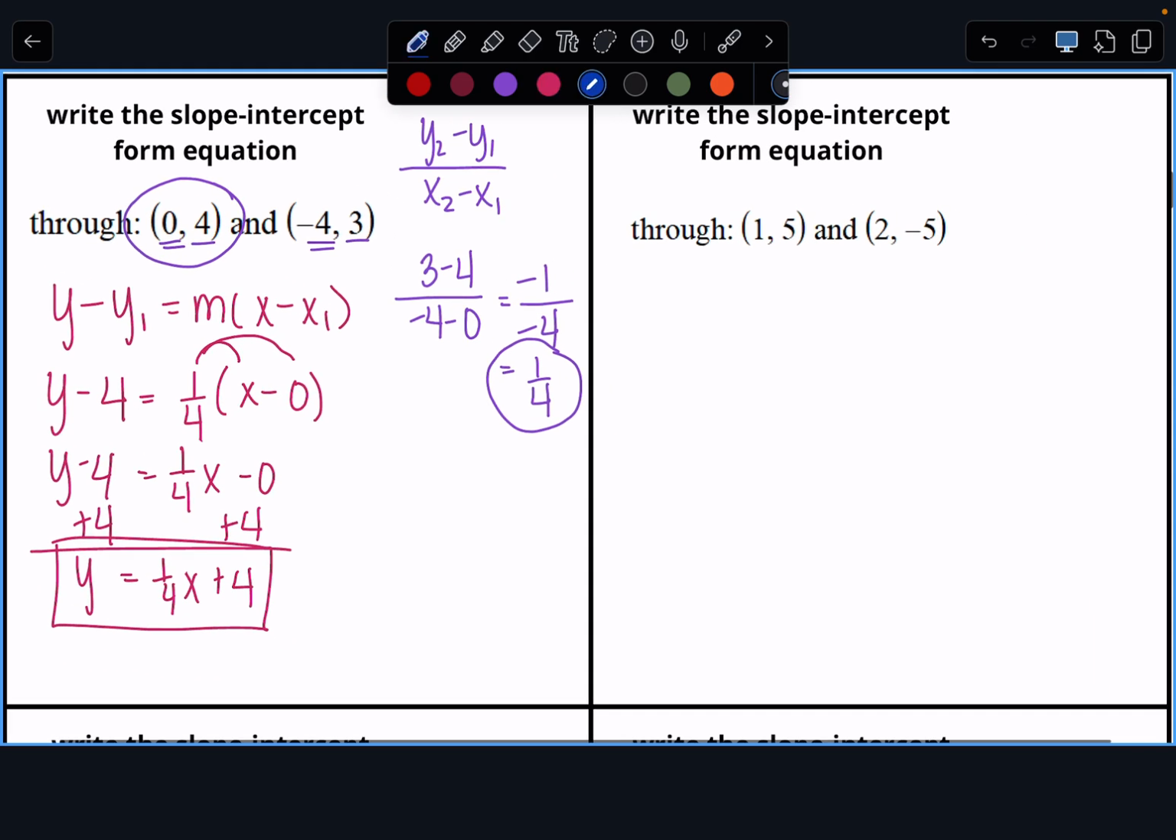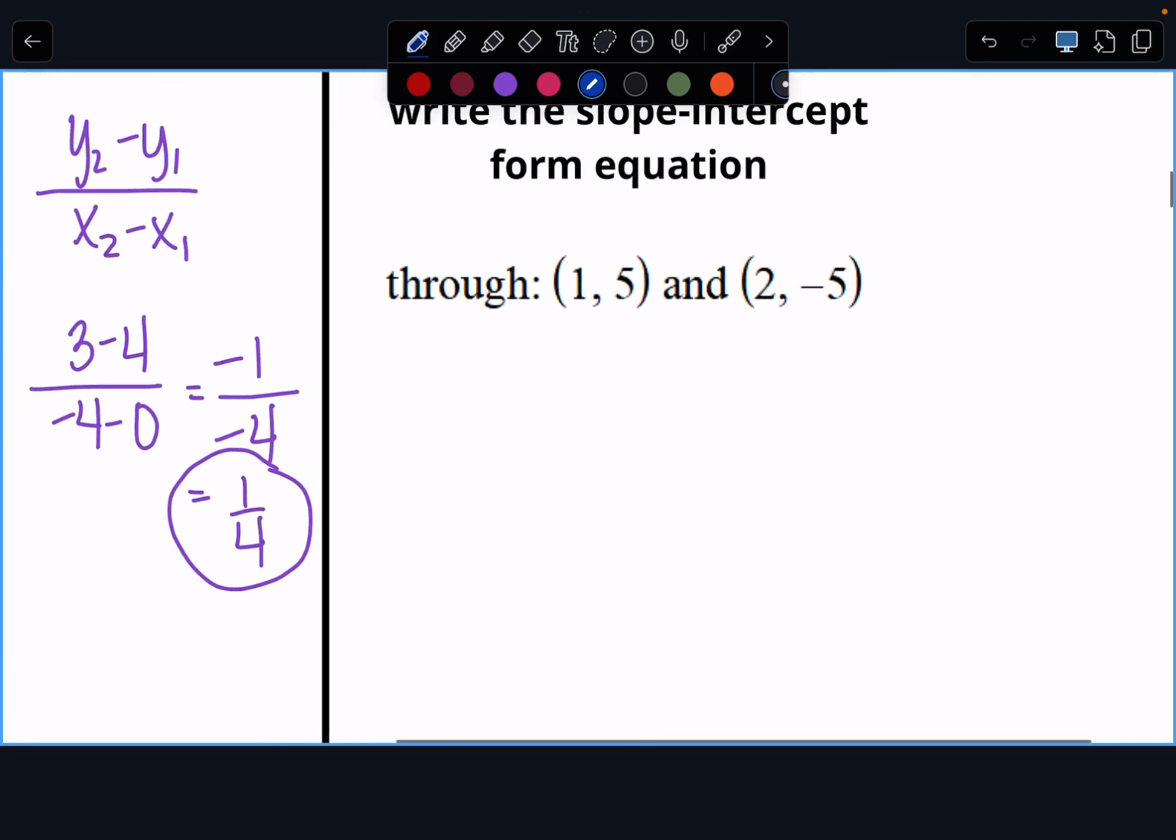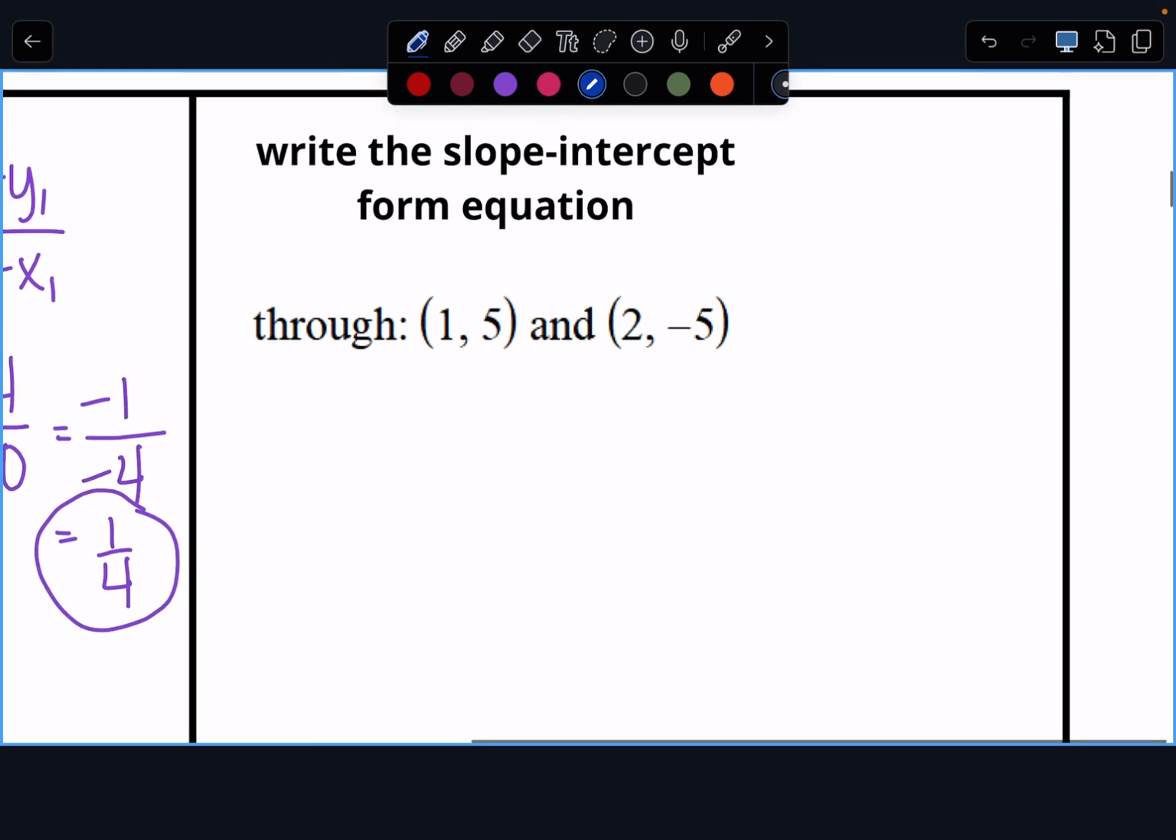So let's try that one more time to make sure we've got that, and then we'll move on to our parallel and perpendicular ones. Okay, so one more time, if I give you 2 points, you've got to find the slope first. So we want to start with that. So I will subtract the y's on the top part of my fraction. Negative 5 and 5, I subtract those.